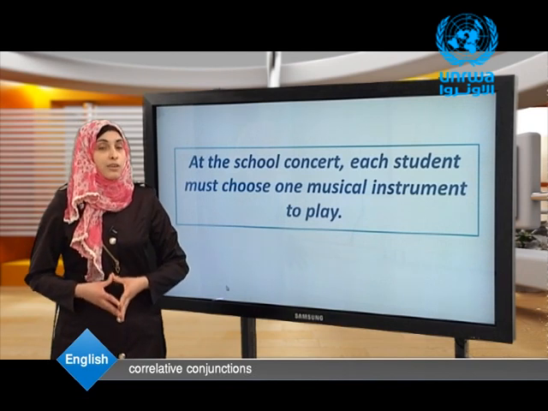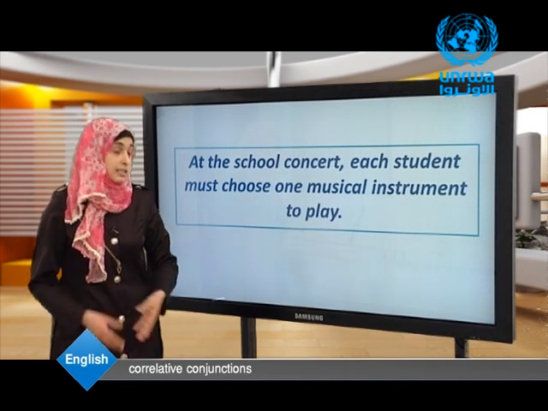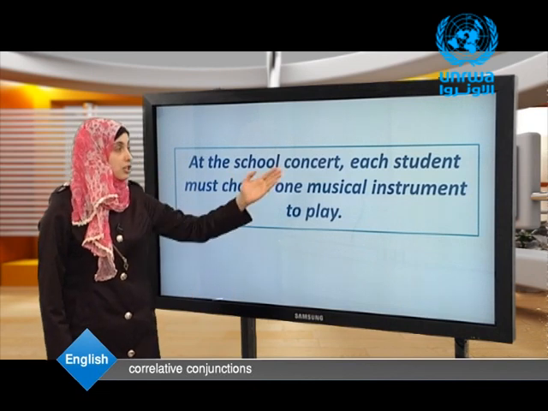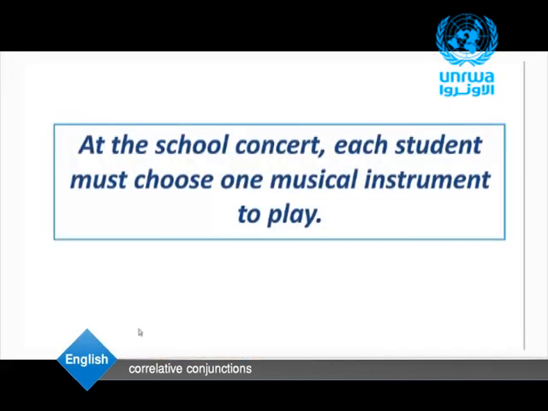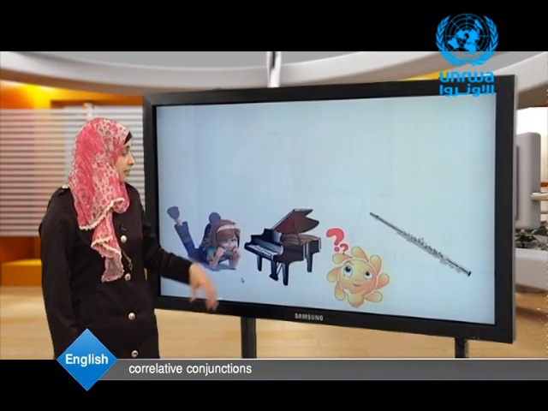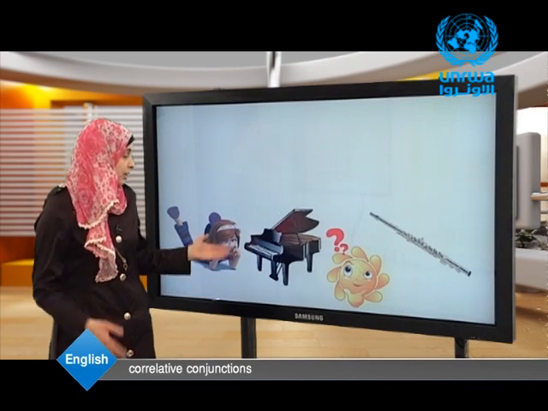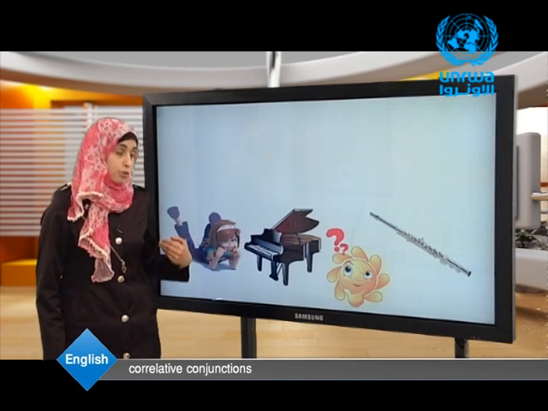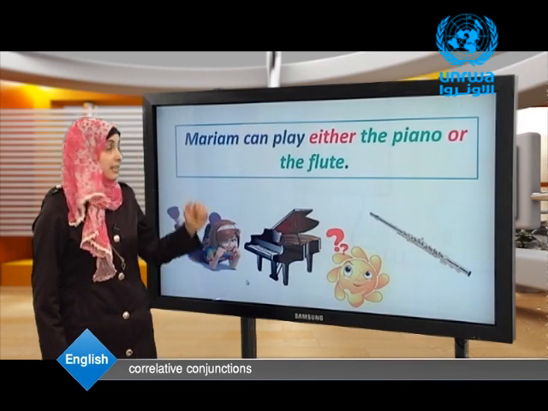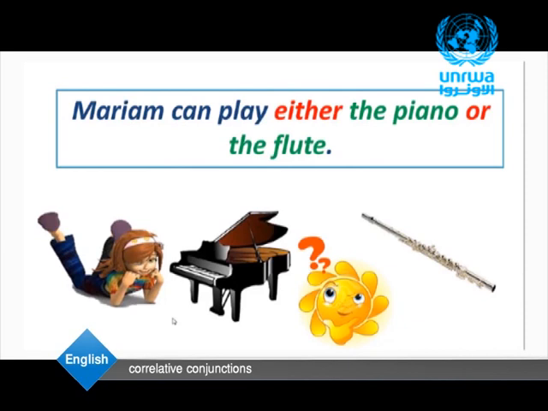But can we use either in the middle of the sentence? Let's see. At the school concert, each student must choose one musical instrument to play. Again, at the school concert, each student must choose one musical instrument to play. Maryam, as we have said before, can play the piano and she can also play the flute. But as we have read, each student must choose one musical instrument. So Maryam has to choose. Is it the piano or the flute to play? So we can say Maryam can play either the piano or the flute.